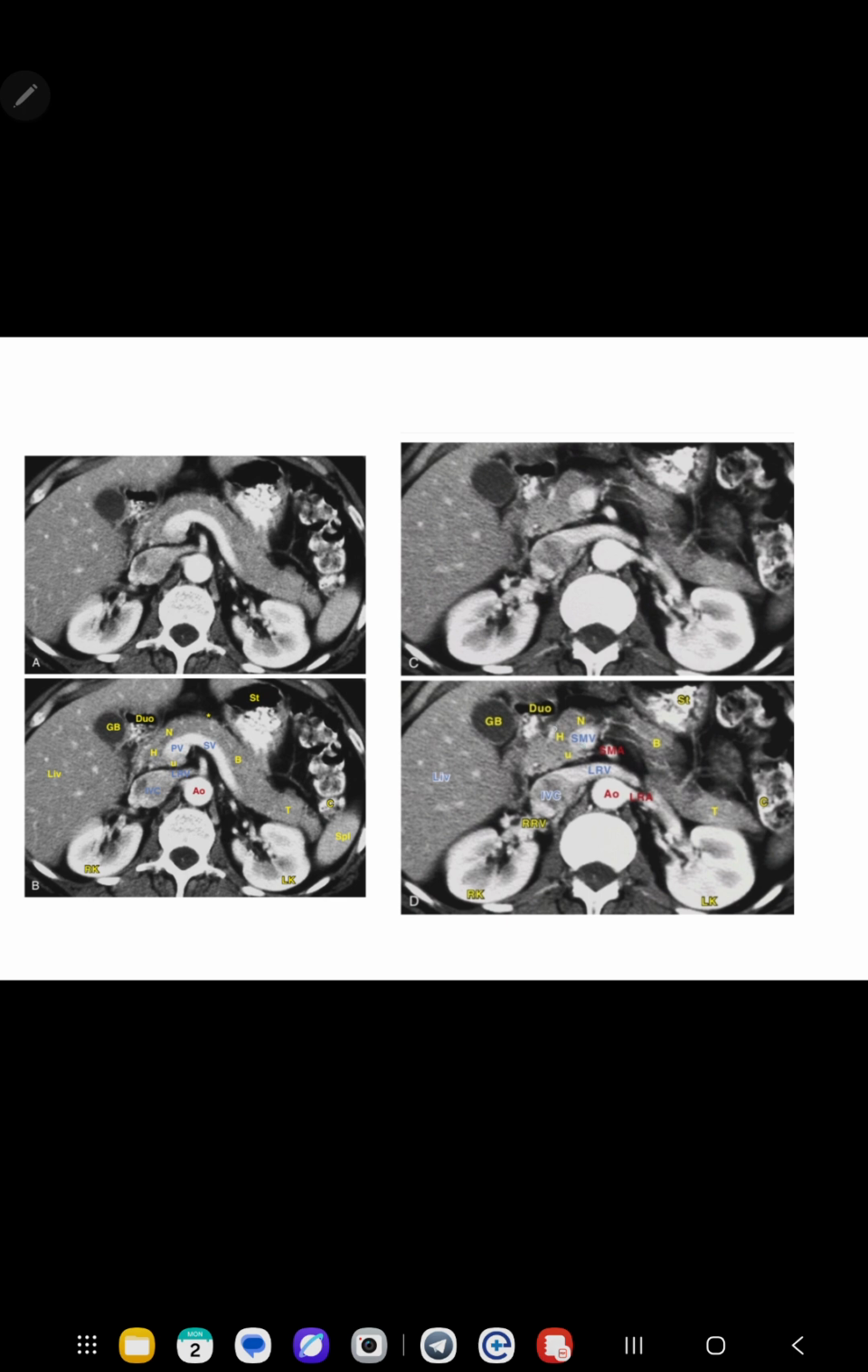And then comes the head. The head is in the C shape of the second part of the duodenum. Behind the neck is the portal confluence, the splenic vein joining with the superior mesenteric vein to form the portal vein. Along the posterior border of the body runs the splenic vein. The tail is towards the anterior pararenal space, ending at the splenic hilum.